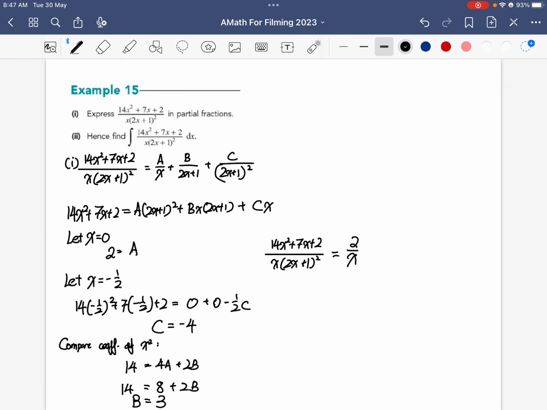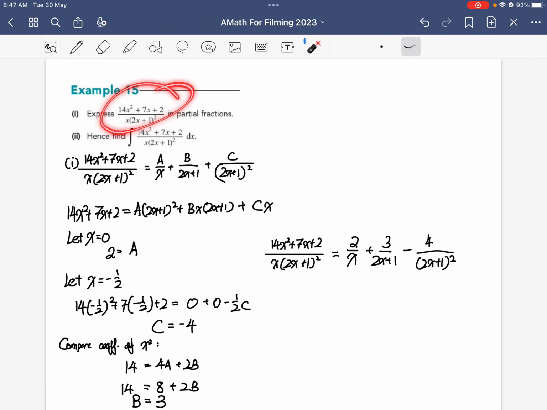Okay, this is equal to: a is 2, so it's 2 over x. B was 3, so it's plus 3 over 2x plus 1. And C is negative 4, so negative 4 over (2x plus 1) squared. Okay, now what we're going to do is use this result and attempt to integrate. What they want us to do is integrate what we expressed in partial fractions. Hence, integrating this is the same as integrating these three terms, which is what we're going to do.